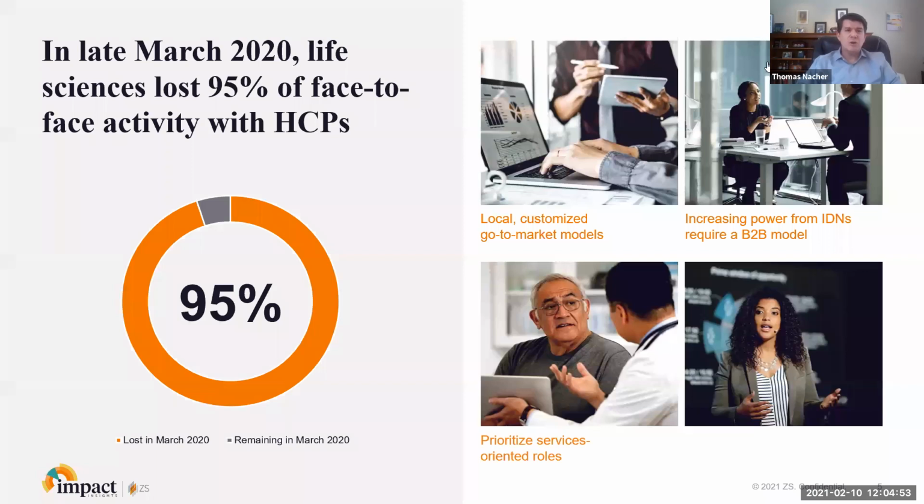The third vector of change was an acknowledgement that service-oriented roles are becoming more and more important, and it's important to prioritize them. By service-oriented roles, I mean things like scientists, finance specialists, nurse educators, patient specialists, account executives, beyond the traditional field representatives. There was agreement that it's really important to incorporate them and to plan in a holistic manner, accounting for these roles. And then finally, the final vector of change was about digital, more digital. It was about this 95%.